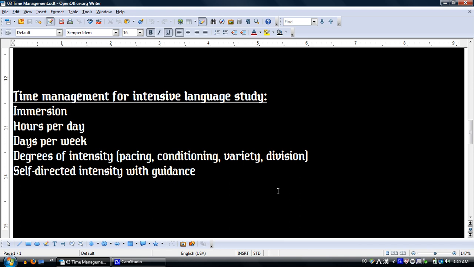Until now we've been talking about just factoring in some time for studying a language. What if you want to do more? What does intensive language study mean? I don't know that there's any specific definition of it. It means more than the average, basically. But it can also mean that it makes it the true focus of your life. It's all that you do.